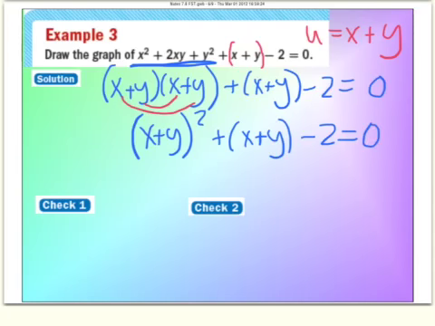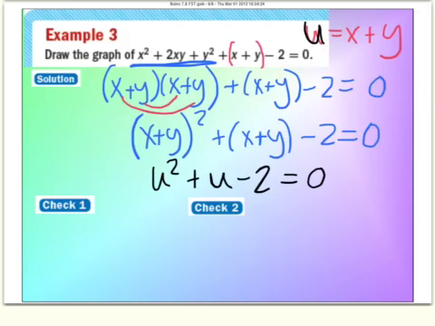Now it looks like it's nicely ready for chunking. So go ahead, and we had said u, again, is going to be equal to the x plus y. So find the x plus y and put u in its place. So this is u squared plus u minus 2. Can we factor this? It does work quite nicely. Again, we're going to have u, factors of negative 2 that add up to 1u.